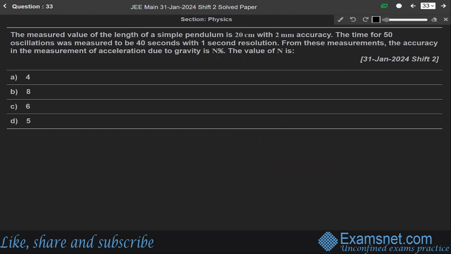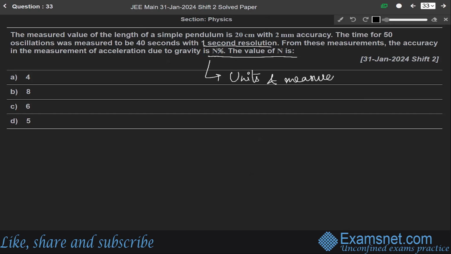Now next question. The measured value of the length of a simple pendulum is 20 centimeter with 2 mm accuracy. The time for 50 oscillations was measured to be 40 seconds with 1 second resolution. From these measurements, the accuracy in the measurement of acceleration due to gravity is n%. We have to find the value of n. This question is from the chapter of units and measurements.